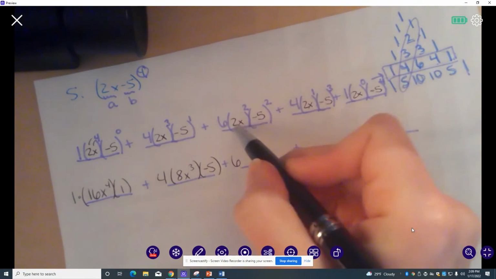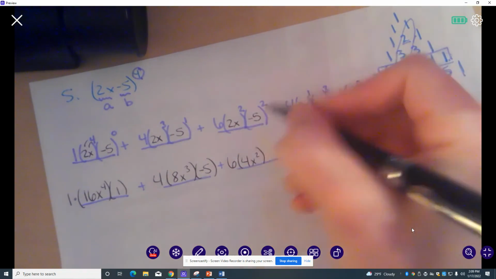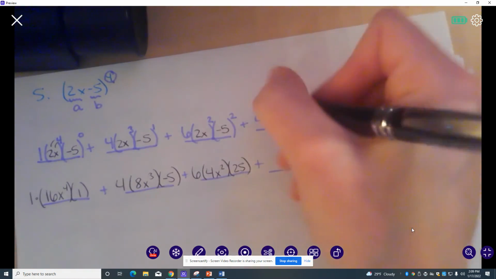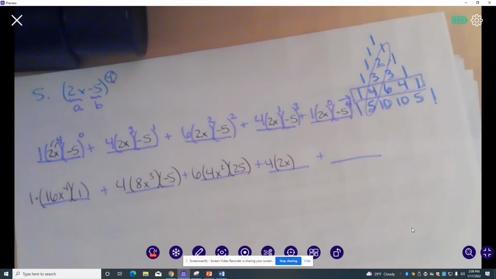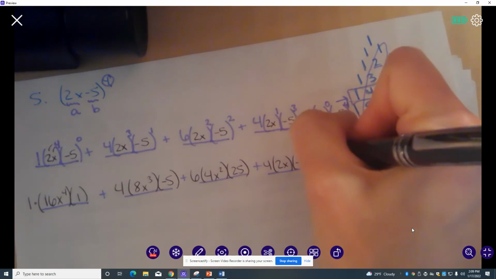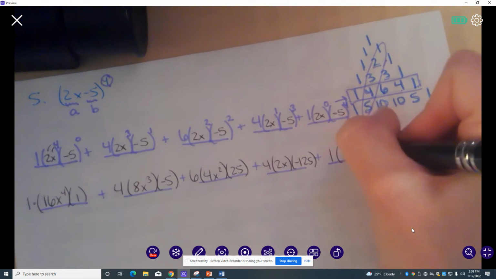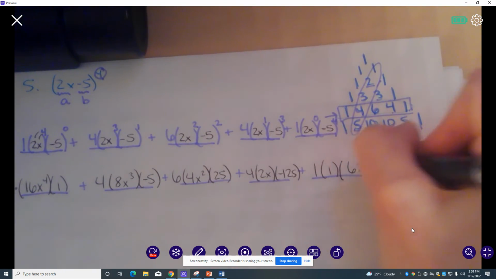Start with my 6. 2x squared. 2 squared is 4, and negative 5 squared is positive 25. 2x to the first is 2x, and negative 5 to the third power is negative 125. 2x to the 0 power is 1, and negative 5 to the fourth power is 625.